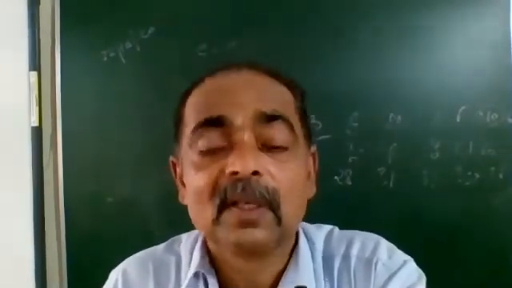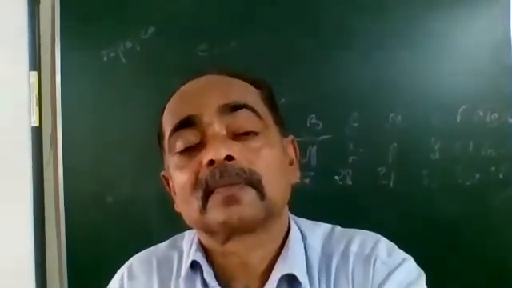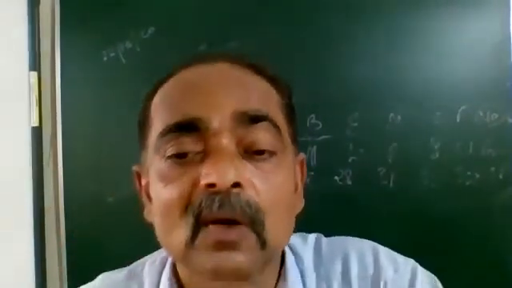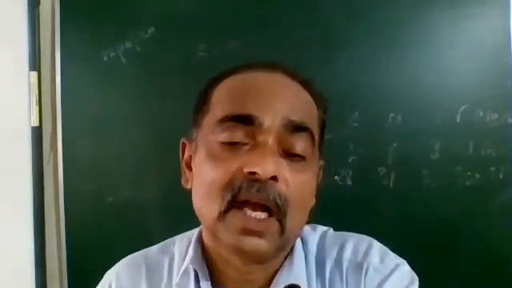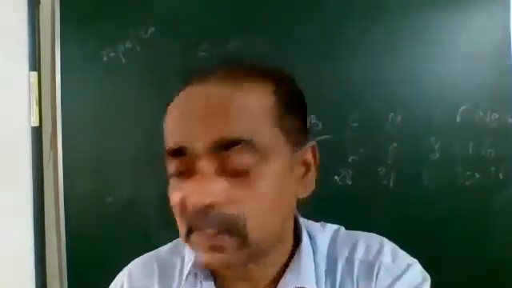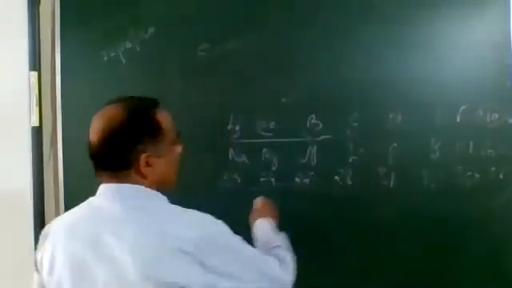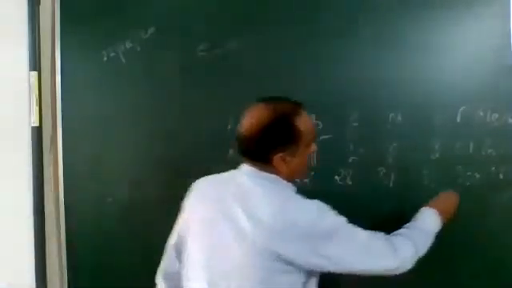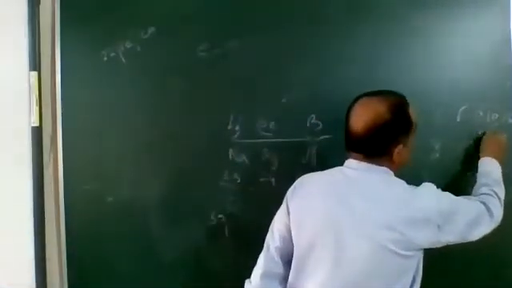Understood? The next one. What did he say? The elements are to be arranged in the ascending order of atomic mass. And when the ascending order of atomic mass is taken, for example, if you see this one, the next one is potassium. Potassium's atomic mass is 39, whereas argon's atomic mass is 38.